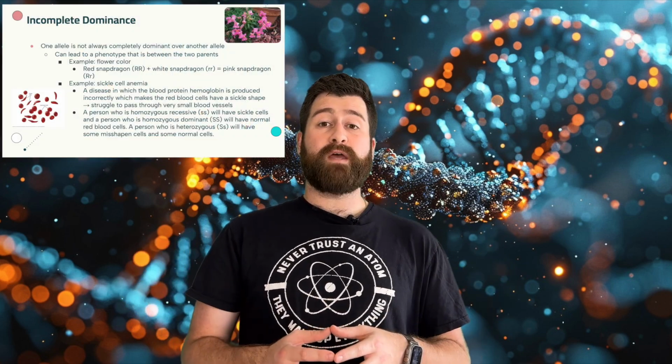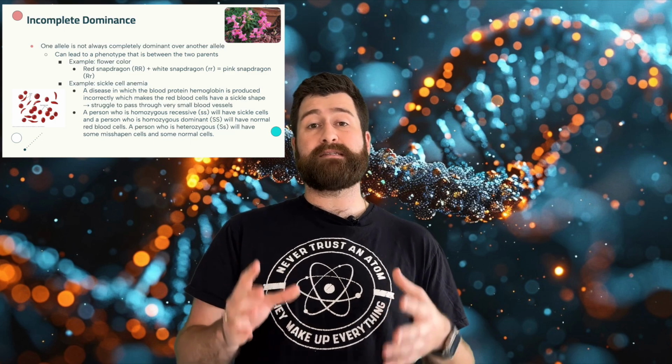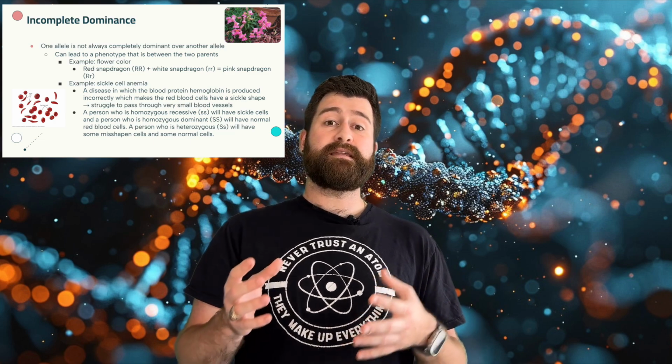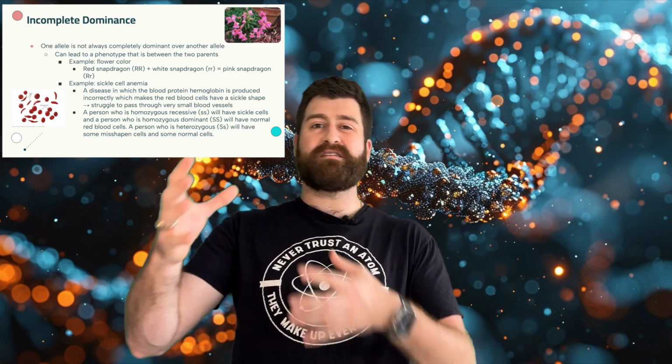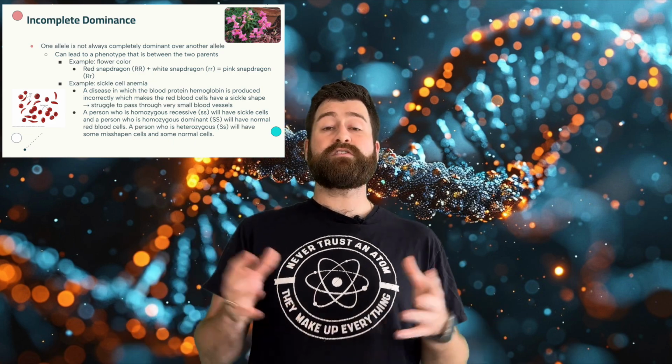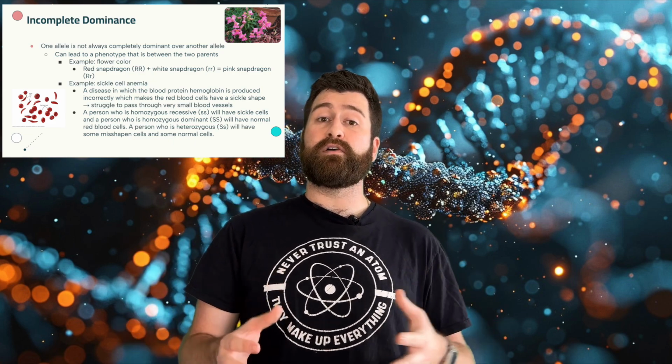First up, let's look at incomplete dominance. This is when one allele is not always completely dominant over another one. And this can lead to a phenotype that is somewhere between the two parents. Let's look at an example of incomplete dominance by looking at flower color.